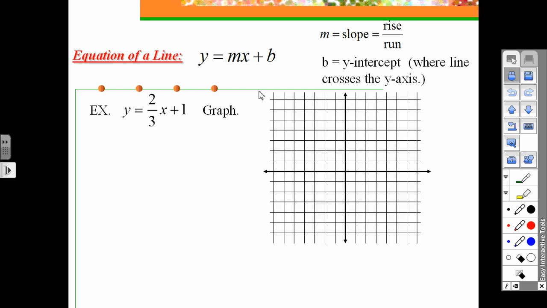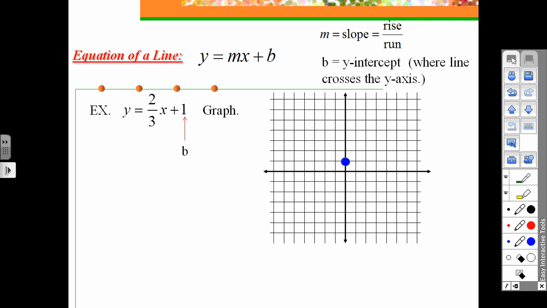So if we have y equals 2/3 x plus 1, and they ask us to graph, the first thing we're going to do is identify the b. So there's b, which is 1. And you're going to make a point on the y-axis where y is equal to 1. So that would be right here. Okay, so there's the first point. So it's kind of like the starting point.